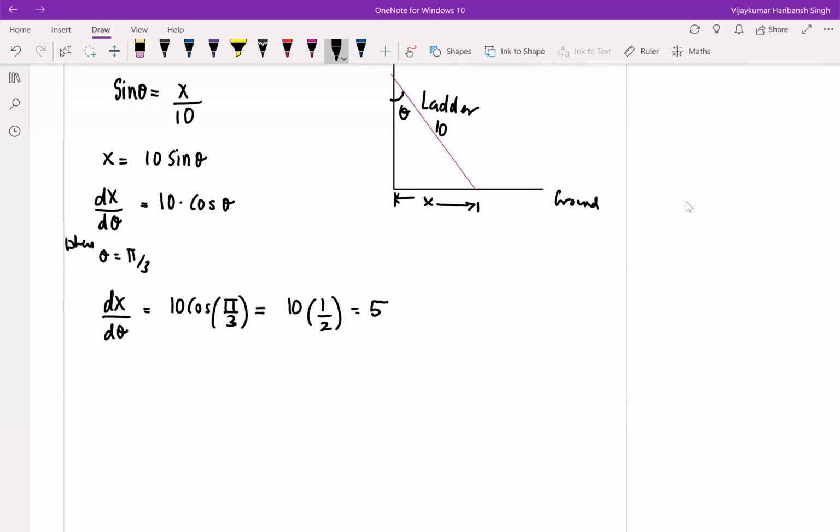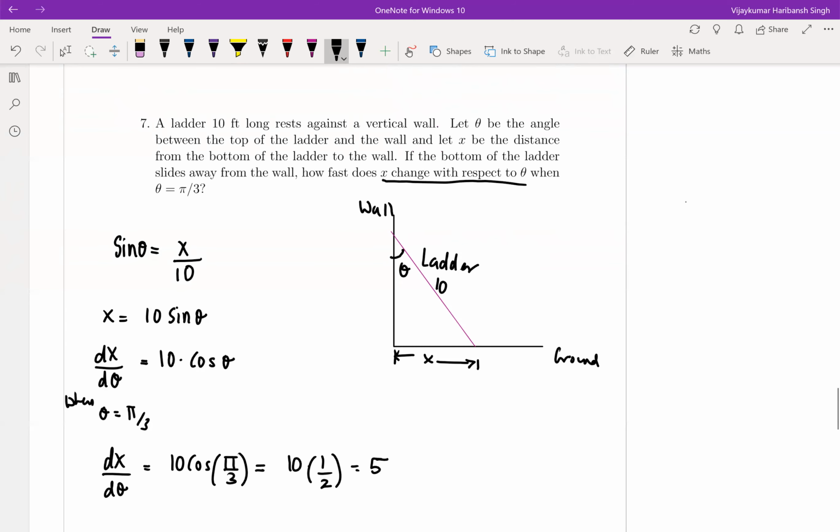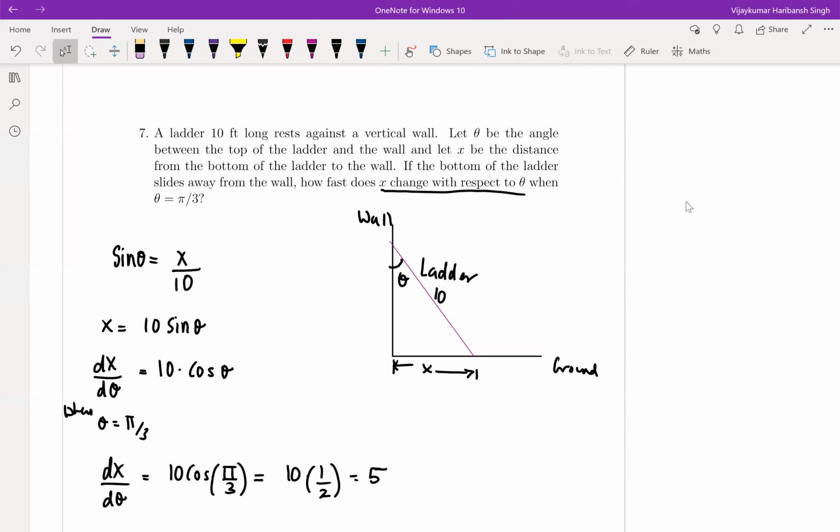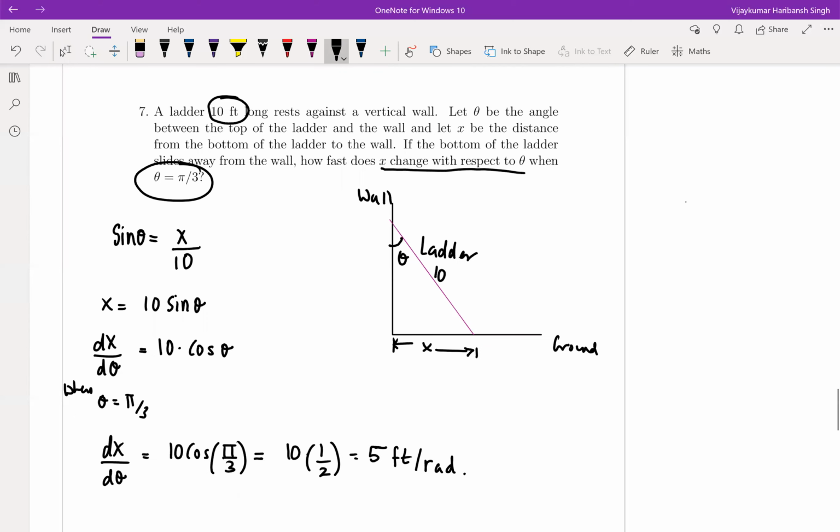And always remember the units. So what are the units here in this case? How fast is it changing? So x is measured in what? The length is measured in feet, and the angles are measured in radians. So we should say 5 feet per radian. Therefore, x changes at 5 feet per radian. Does that make sense? Okay.